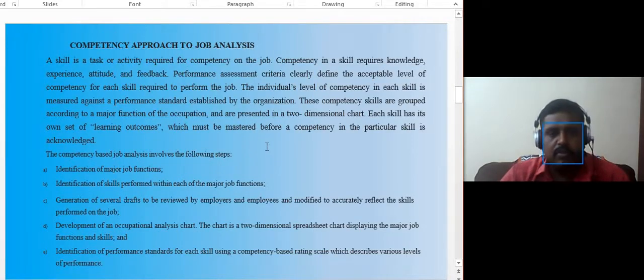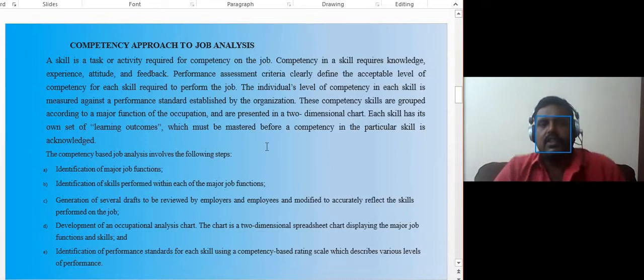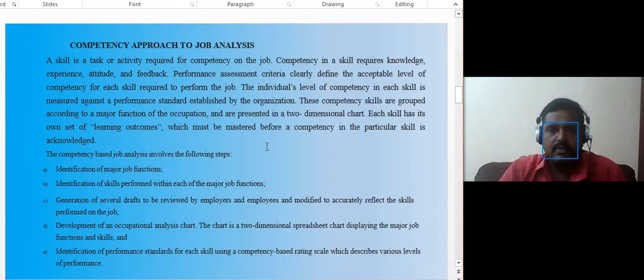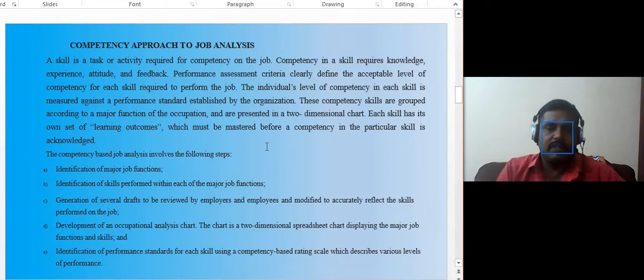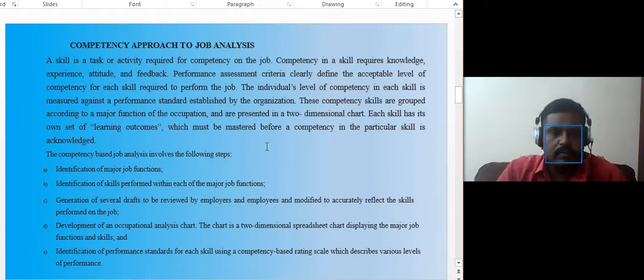The competency approach to job analysis. A skill is a task or activity acquired for competency on the job. Competency in a skill requires knowledge, experience, attitude, and feedback. The performance assessment criteria clearly define the acceptable level of competency for each skill required to perform the job. The competency-based job analysis involves the following steps.